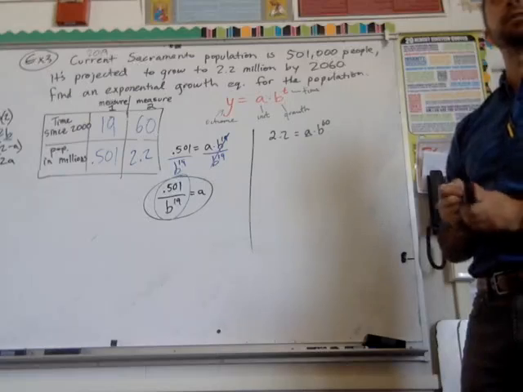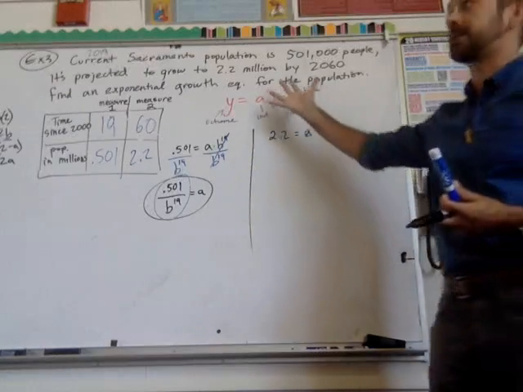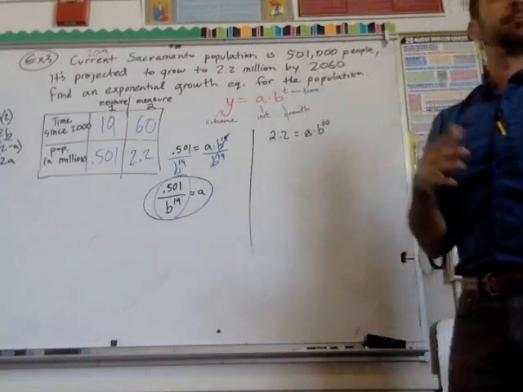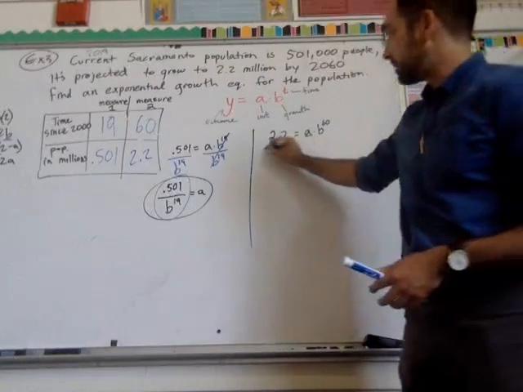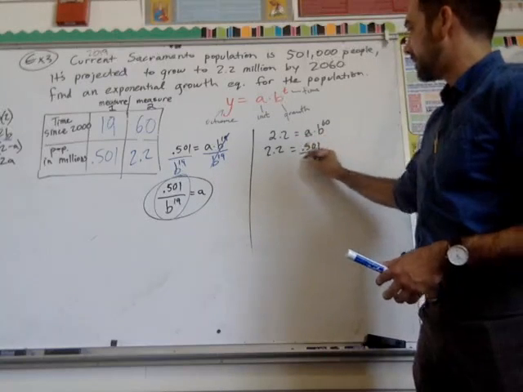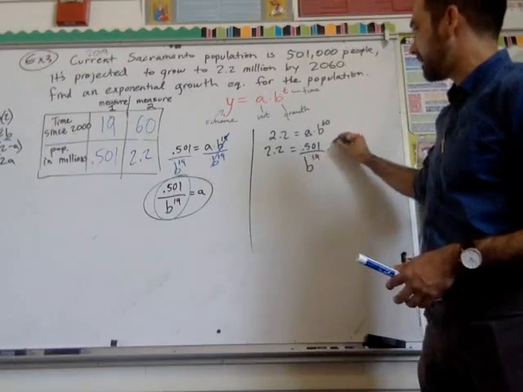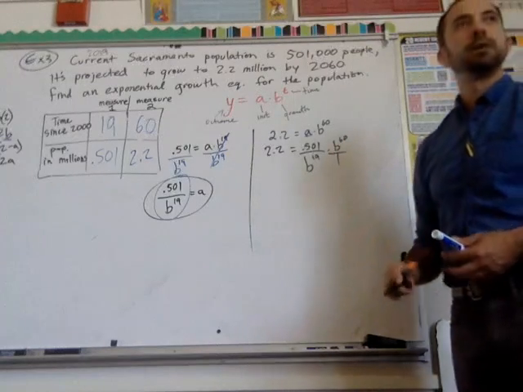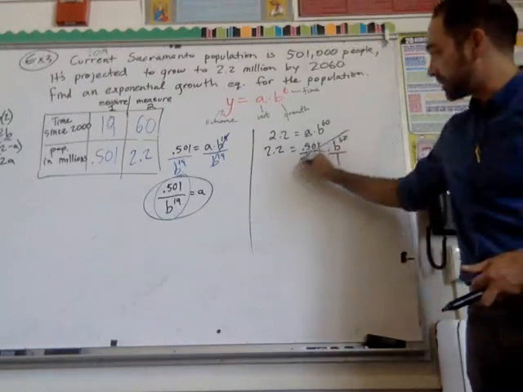It's all about finding clues from one to solve the other, because this is a system. We're talking about the same city. Same system. Okay, so let's go ahead and do 2.2. We have 0.501 over b to the 19th times b to the 60th. So essentially we have that, and let's solve for these. Let's reduce those.